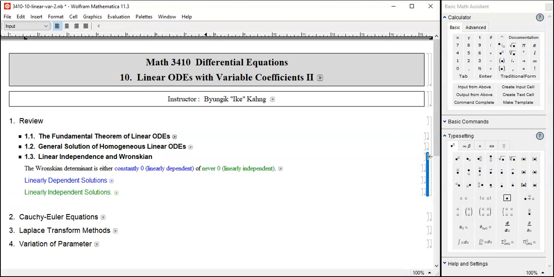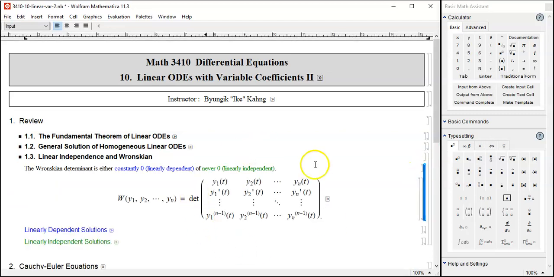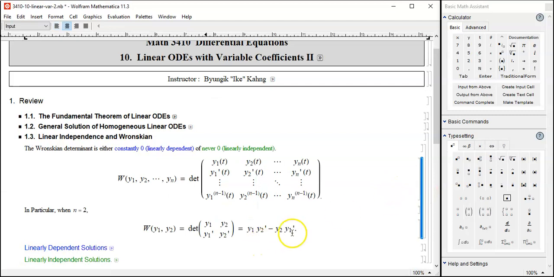Okay, one more comment and then let's move on. The Wronskian determinant is defined like this, and this quantity is either constantly zero or never zero. Constantly zero if y1 through yn are linearly dependent solutions, and never zero if they are linearly independent. In the special case of second order, the Wronskian is like this. Multiply the principal diagonal and then subtract the other diagonal like this.